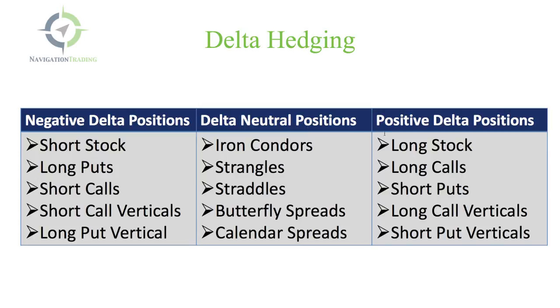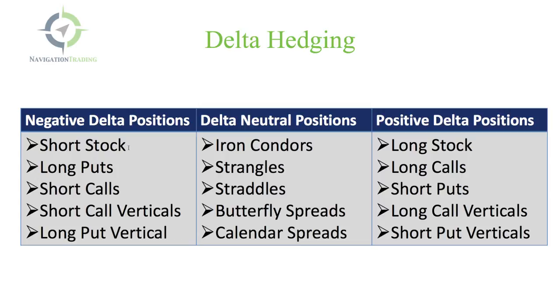Well, to start with, if you have a bunch of long stock or long calls or short puts, and your overall portfolio is long delta or positive delta, meaning the way that you make money is if the market or the underlying stock goes up, but you are nervous that there might be a correction or some downside in the market, what you can do is add in some negative delta positions.